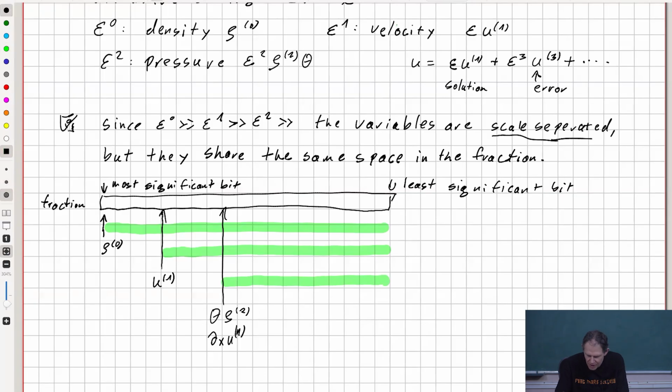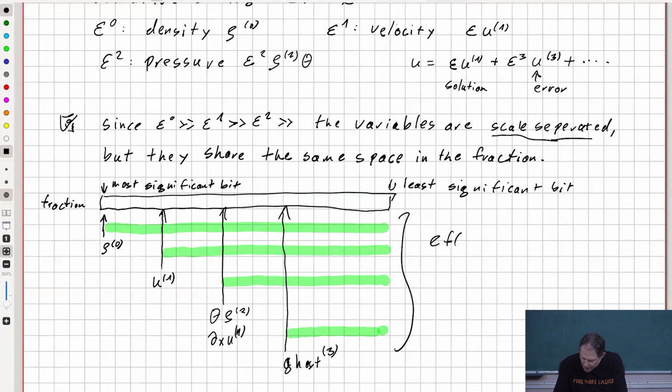And then, in addition to this, we have our ghost moments. So the ghost moments come at different order, but say we're looking at the ghost moments at the third order, then they only have this amount of memory left. And this here is the effective number of bits available for each quantity.